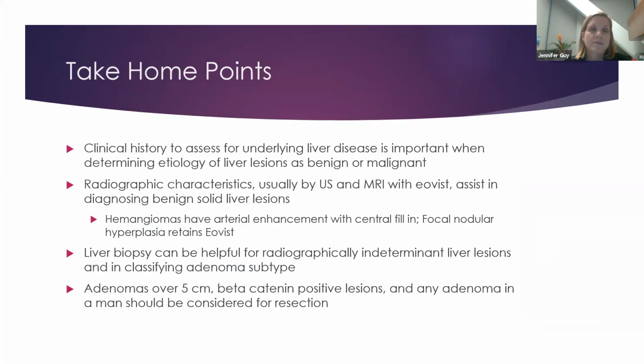So take-home points are that the clinical history is really important in assessing for underlying liver disease to determine what the etiology of the liver lesion may be, as benign or malignant. The radiographic characteristics, as we've outlined by ultrasound and MRI, can be very helpful. And then liver biopsy, if we're wondering what to do about an indeterminate lesion, or if we want to subclassify an adenoma. Adenomas over 5 centimeters, any beta-catenin positive lesion, or an adenoma in a man should be considered for resection.